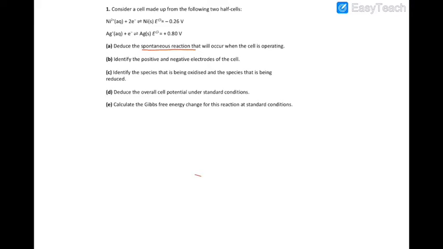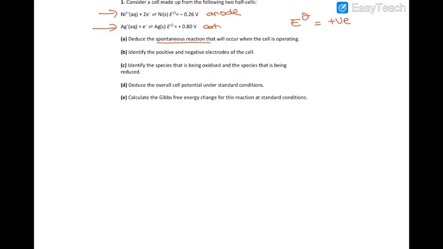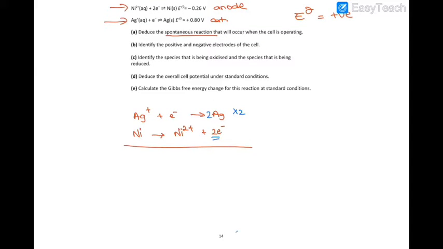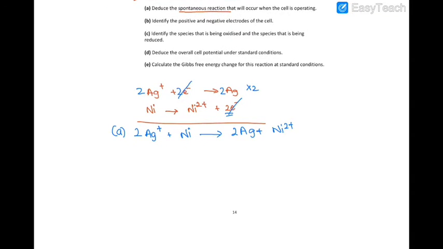For you to deduce the spontaneous reaction, you have to do the working so that the electrode potential is positive. So the electrode potential that's most positive is going to be the cathode, and the one that's more negative is going to be the anode. So this is the anode, this is the cathode. We're going to write the overall reaction. So the cathode equation stays the same, the anode equation is flipped. Here you need to multiply by 2 because there are 2 electrons here. So this is a spontaneous reaction that will occur.